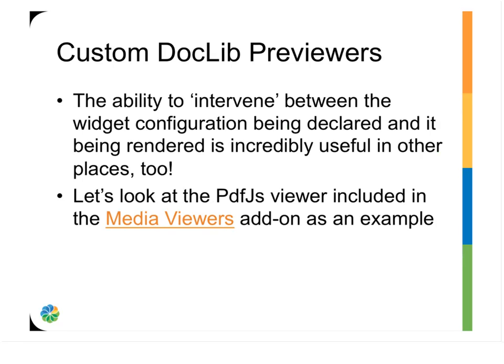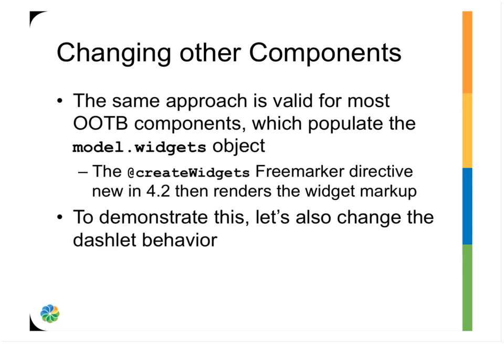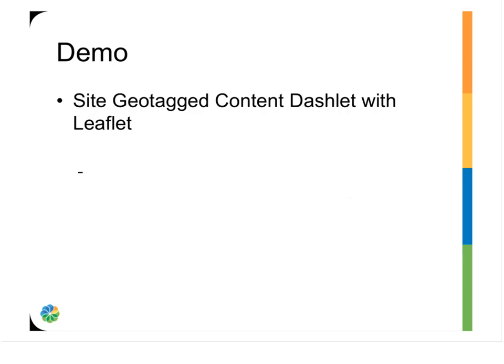But the key thing here, let's go back a slide for a second. The key thing is the conversion of the out-of-the-box component to use this model.widgets object that's populated by the controller JavaScript. And it allows us to intervene before we get to the createWidgets FreeMarker directive that's actually responsible for rendering widgets. Dave and Erik talked about this at length, particularly during DevCon, so again, definitely check out those resources if you want to know more.